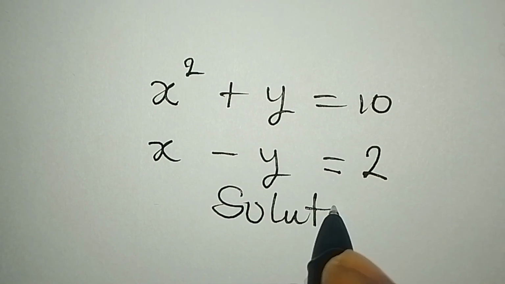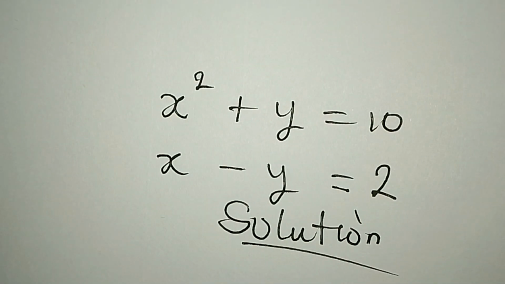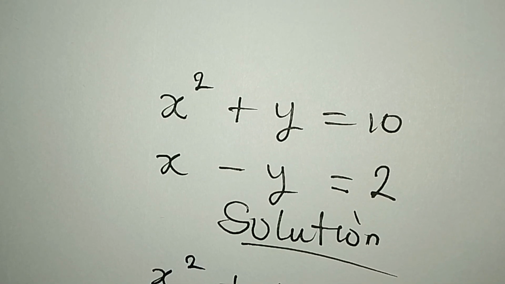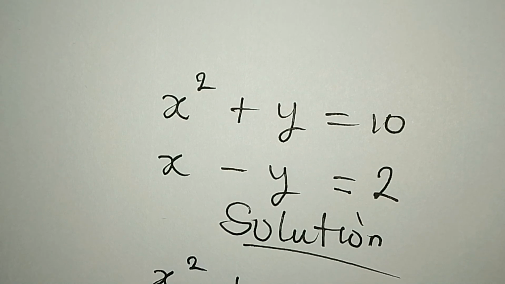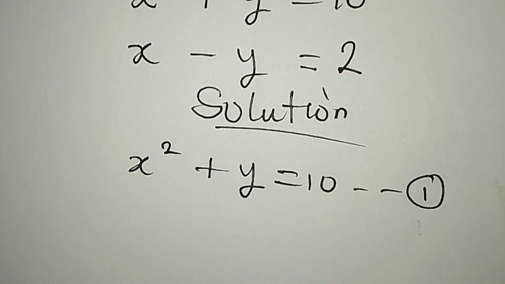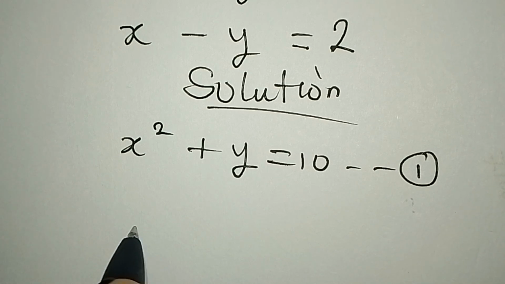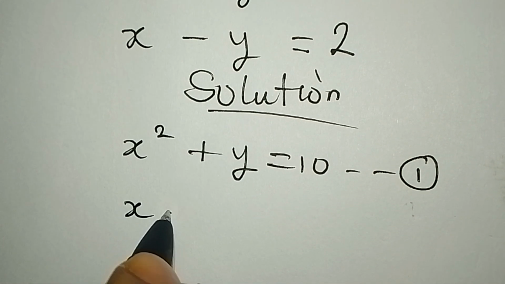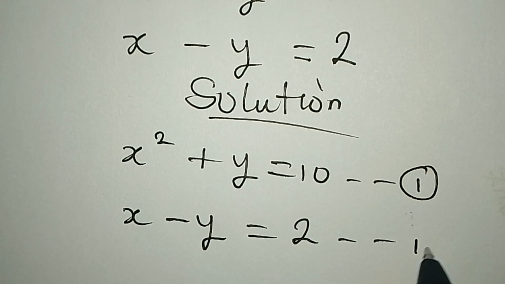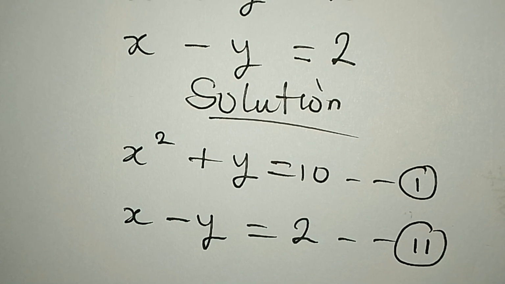Let's provide the solution to this problem. x squared plus y equals 10. This is our equation 1. And then we have x minus y equals 2. This becomes our equation 2.